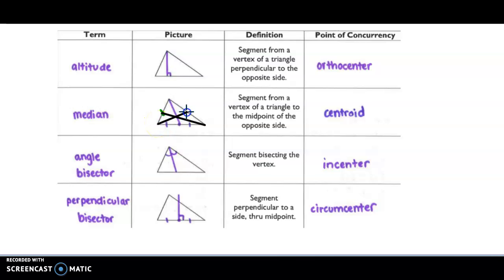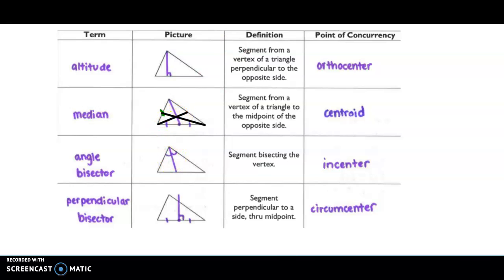There it is, right? And so what will happen is there's a point of intersection where the three medians meet. That's called a point of concurrency. And so for this one, the point of concurrency when three medians intersect is called the centroid.